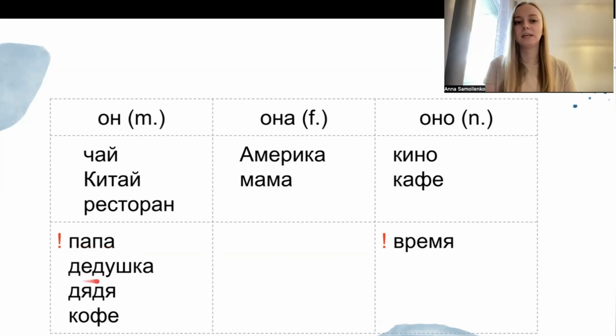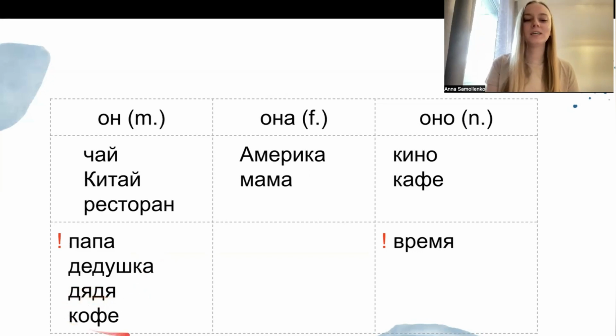The same with дедушка. Дедушка is grandfather, grandpa. The same, it's he in English. How can you say grandpa is she? It can be very strange, right? So that's why it is also он. Дядя, the same situation. Uncle, дядя. Дядя, the same he, so it's impossible to say она, дядя, он, да, он дядя.